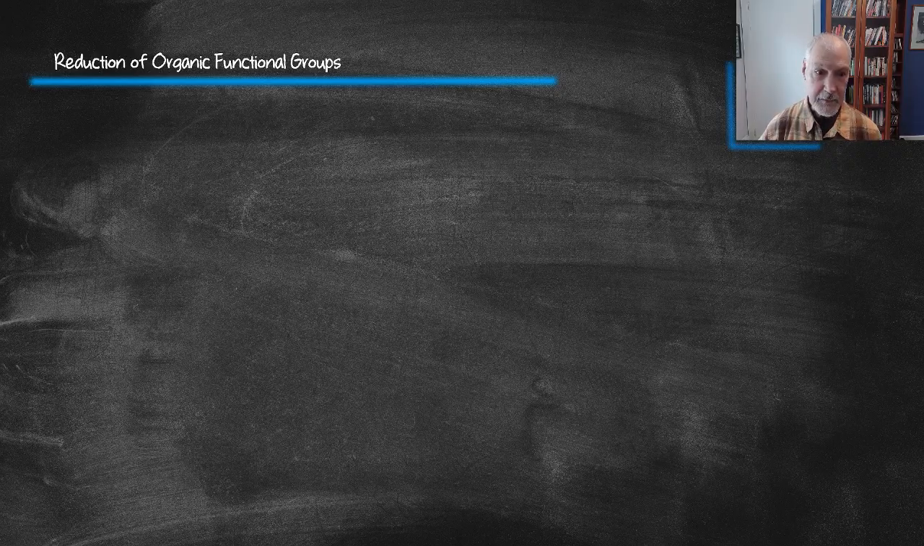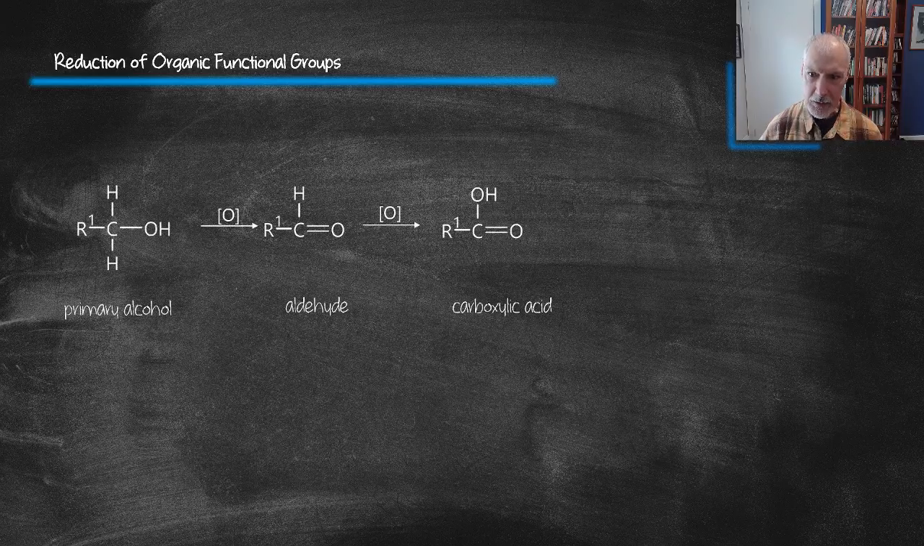The reduction of organic functional groups. Let's begin by reviewing the oxidation, the reverse process, of a primary alcohol. We've seen this in an earlier program. A primary alcohol, when subject to an oxidizing agent, is converted into an aldehyde, and then with further oxidation, or heating under reflux, we produce a carboxylic acid.